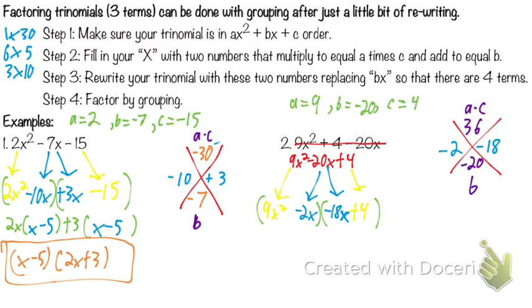Great question. It really doesn't matter. What would happen if you put the negative 18 first or the negative 2 first? It would just change the order of your parentheses at the end. So instead of having x minus 5 first on the first one, you have it last. I'll actually show you that in a moment.